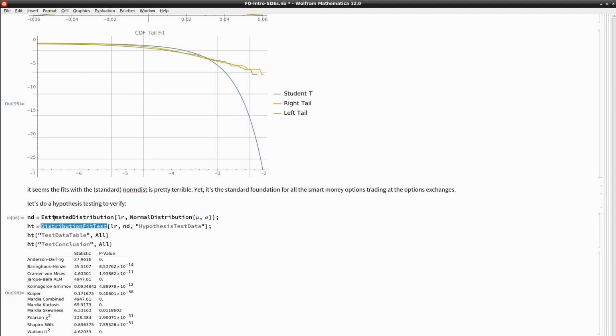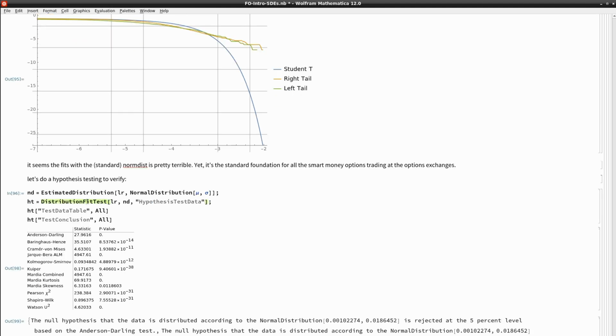So we use the function DistributionFitTest on our actual data, the estimated distribution that we want to test against, and we are requesting the hypothesis test data. And this returns us an HT, in this case I called it HT, that returns us a DistributionFitTest object, and we know we can query it for test data table and test conclusion. And we want this for all the tests that are available. In this case, it's 12 for the normal distribution. And we see that all the p-values are 0.